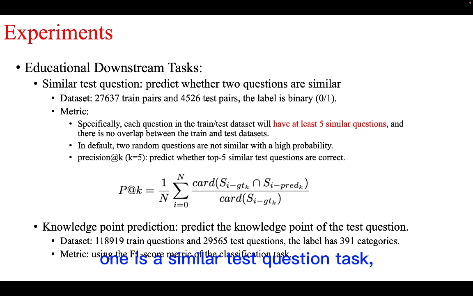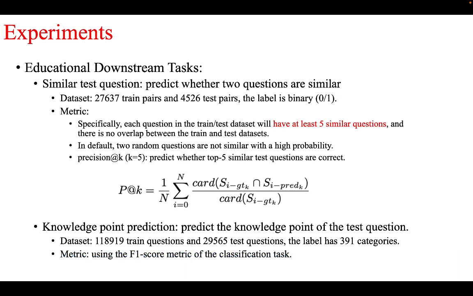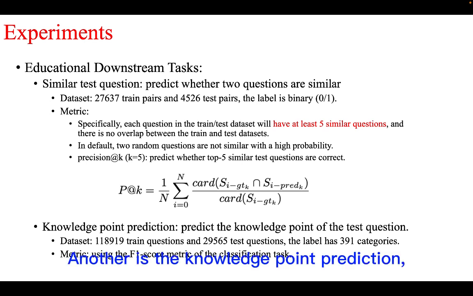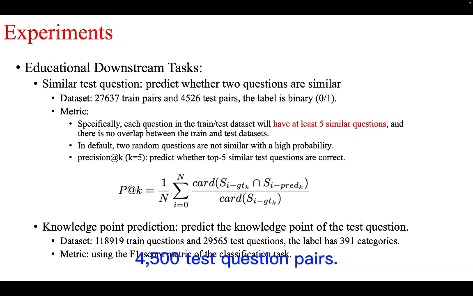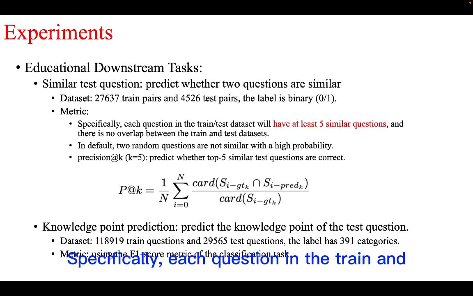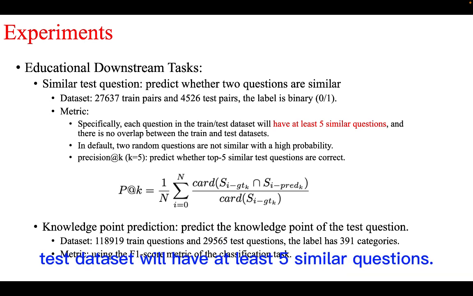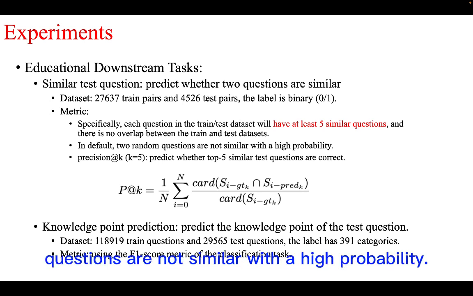One is a similar test question task, in which the model needs to predict whether 2 given questions are similar. And another is knowledge point prediction, which is a classification task. The similar test question dataset has 27,000 training question pairs and 45 test question pairs. The label is binary, representing whether the given pair is relevant or not. Specifically, each question in the train and test datasets will have at least 5 similar questions, and there is no overlap between the train and test datasets. By default, 2 random questions are not similar with a high probability.